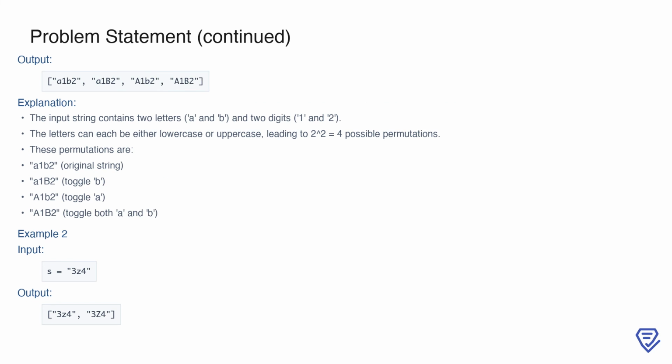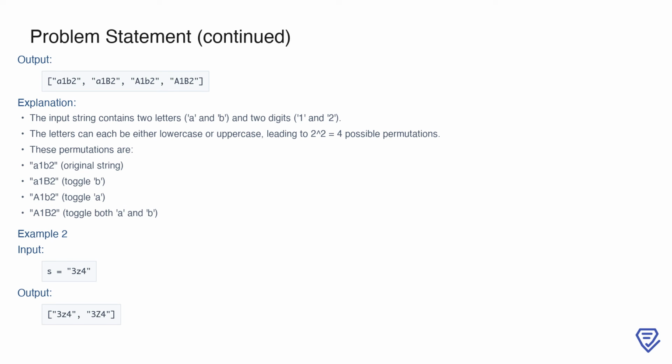Now, looking at the first example, the input string S equals A1B2 contains two letters, A and B, and two digits, 1 and 2. Since each letter can either stay in its current case or toggle, we have two choices for each letter. This leads to a total of 2 squared, or 4, permutations. These permutations are the original string A1B2, toggling only B to get A1b2, toggling only A to get a1B2, and toggling both A and B to get a1b2.